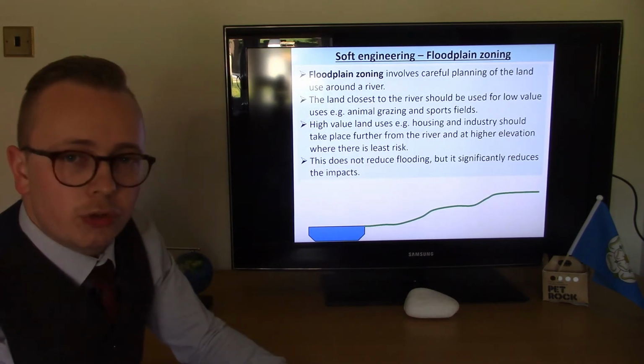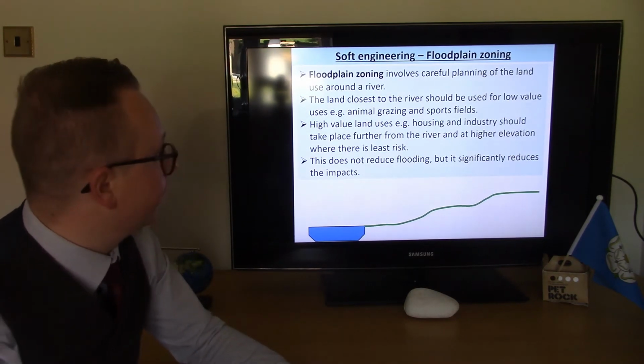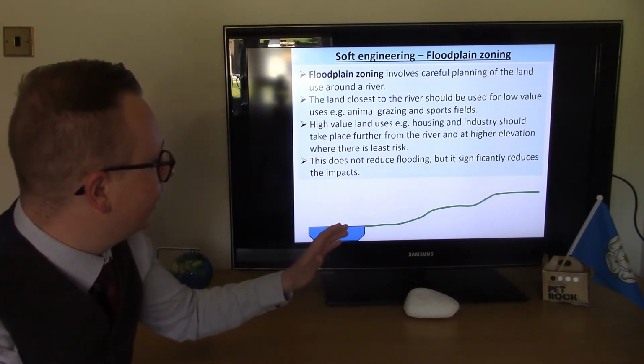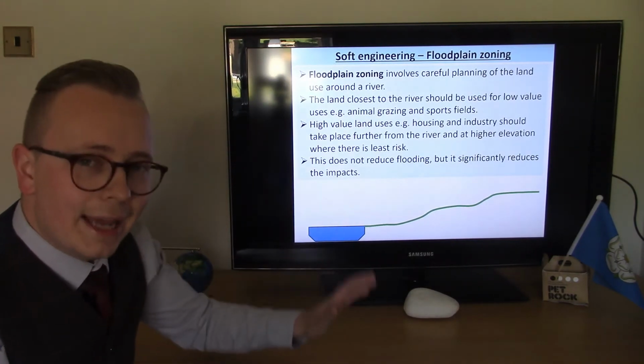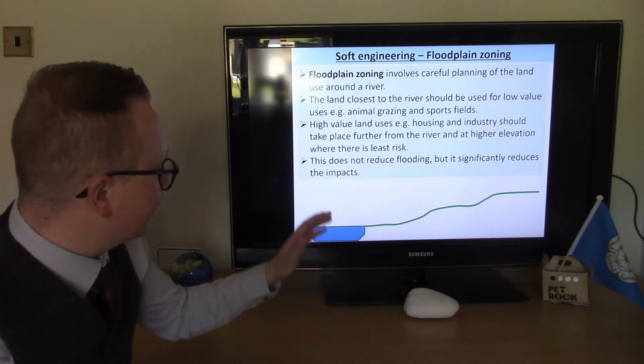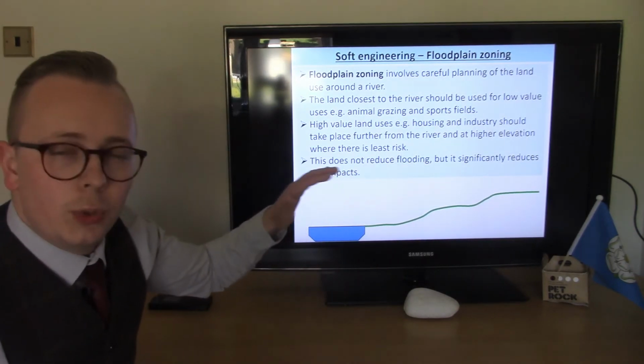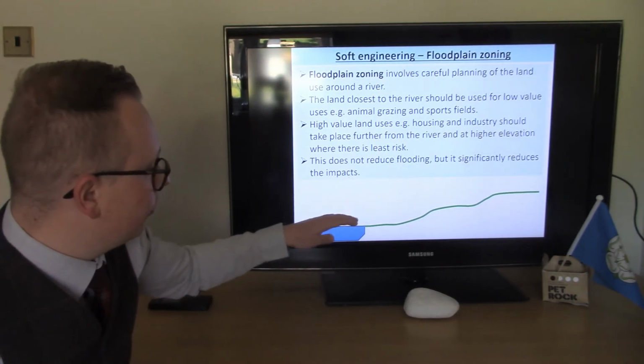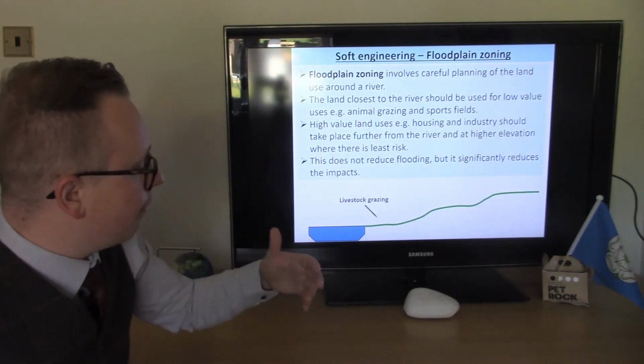Another soft engineering strategy is to use floodplain zoning. This is where we use careful planning of the land to reduce the damage done. It says at the bottom there, this does not actually do anything to reduce flooding or stop flooding, but it does significantly reduce the impacts. So it's about managing the land.